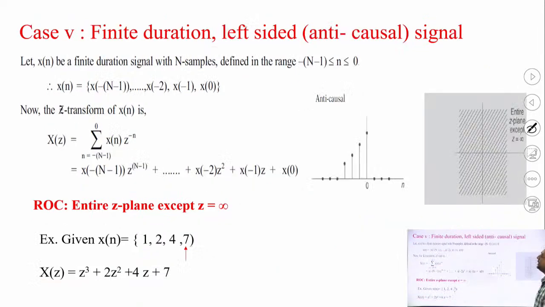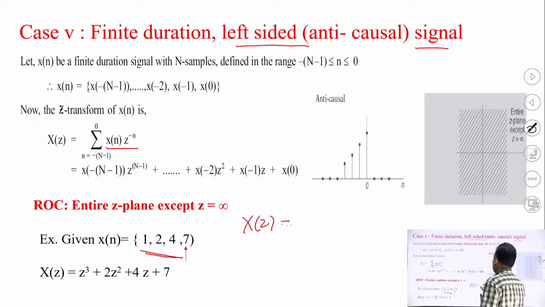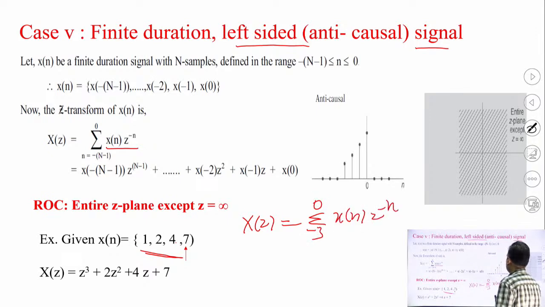Now case 5, finite duration left-sided signal or anti-causal signal. In case of an anti-causal signal, your limit will be from n equals minus of n minus 1 to 0 of x[n] z to the power minus n, and you are having positive powers of z. So this is your anti-causal signal, let us suppose, and if you want to calculate the z transform for it, you will put the limit, this value is minus 3, minus 2, minus 1, 0, so minus 3 to 0 of x[n] z to the power minus n.